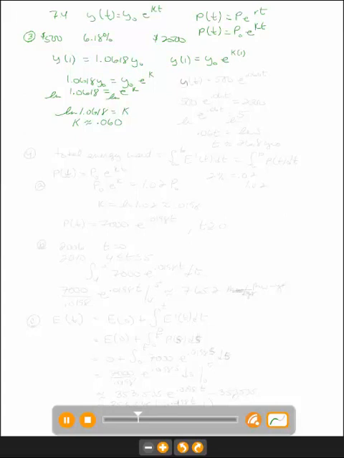So this equation becomes y of t is equal to 500, the initial amount, e to the 0.060t. Then the question was, when will it be worth 2,500? So we're taking 500 e to the 0.06t equal to 2,500, divide by 500, and get 5. Put a natural log through, and then divide by the 0.06, and I got 26.8 years. That's how long it'll take.